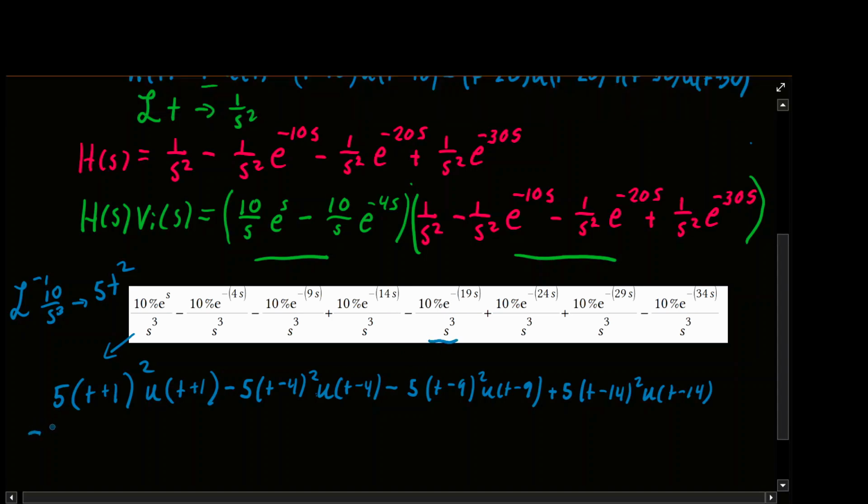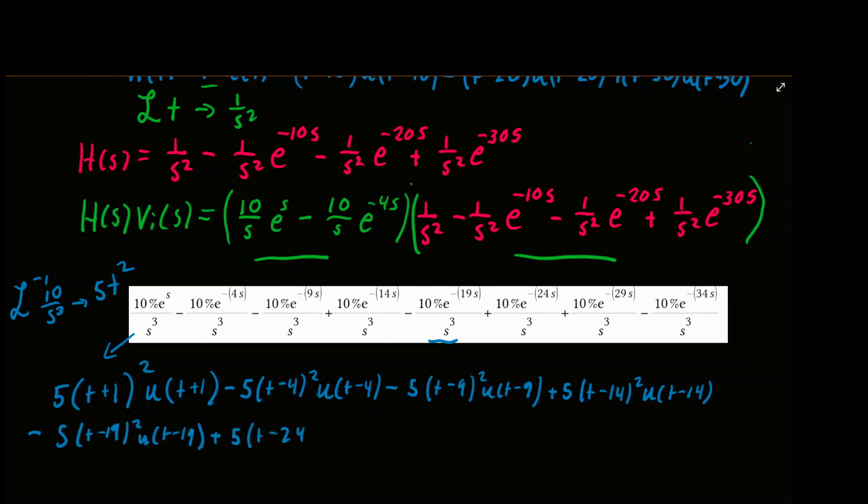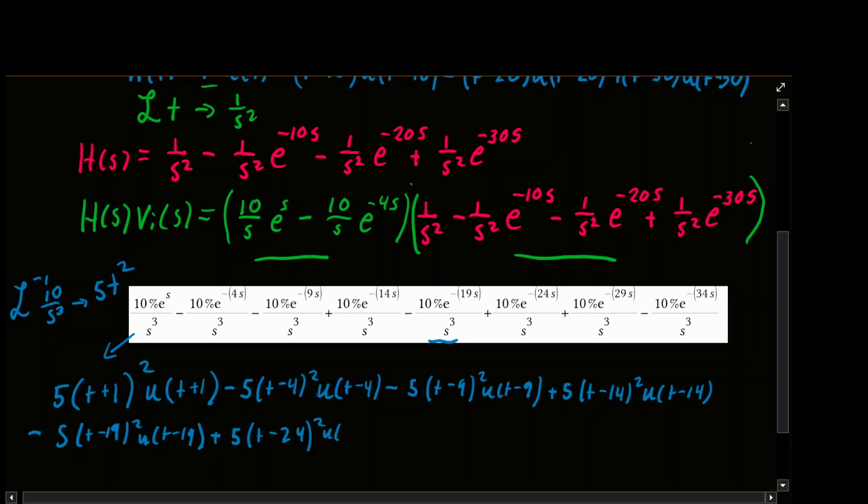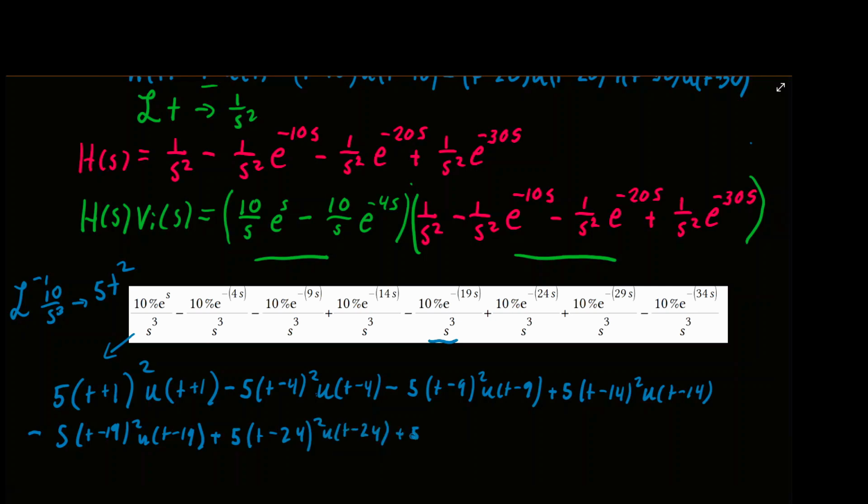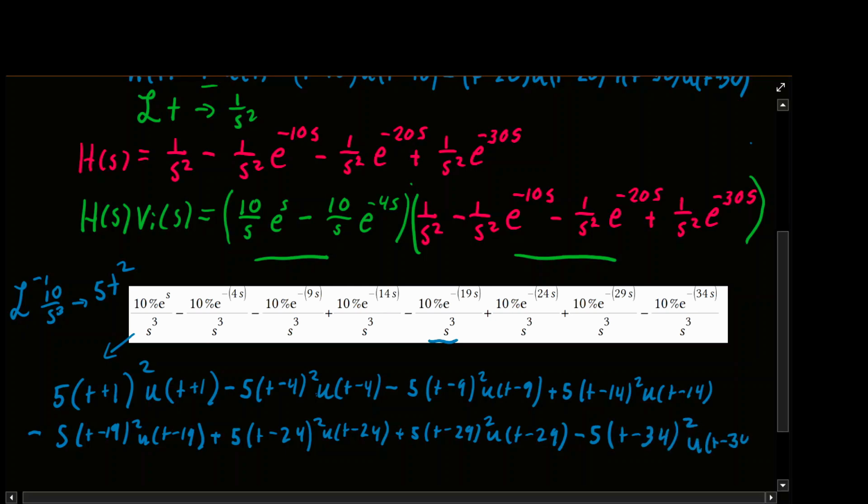So we'll write minus 5(t minus 19) squared u(t minus 19), plus 5(t minus 24) squared u(t minus 24), plus 5(t minus 29) squared u(t minus 29), and finally minus 5(t minus 34) squared u(t minus 34).